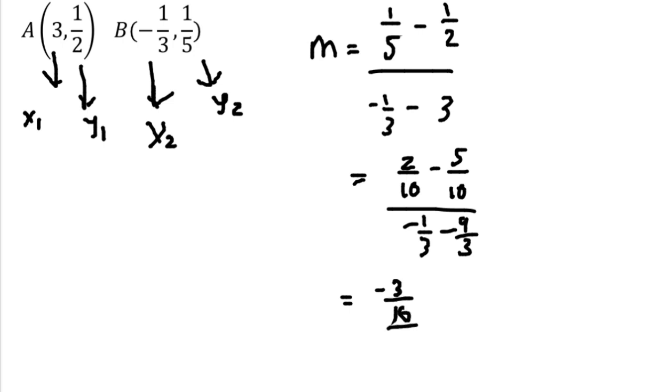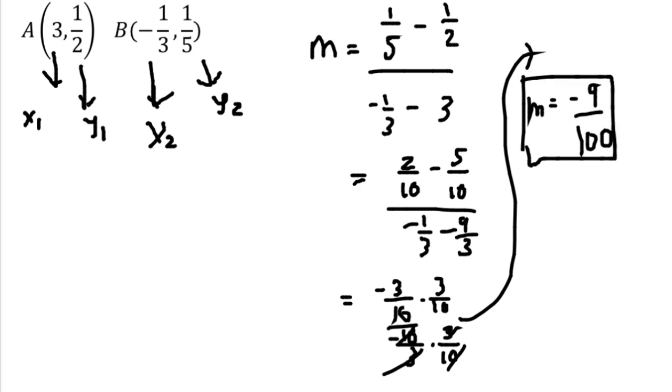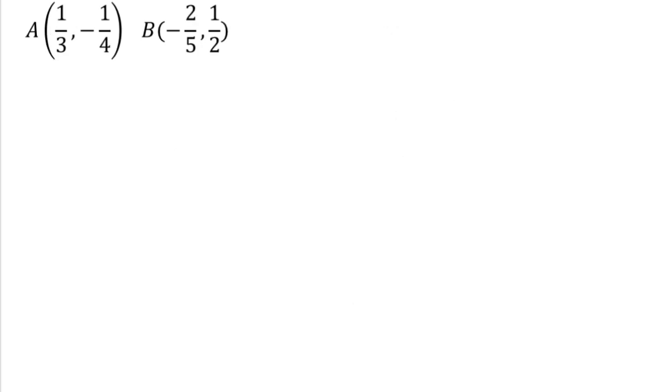You got negative 3 over 10 over negative 10 over 3. We can do the keep, change, flip here. There you have it. So we can just cancel the denominator, and what we will get is the slope is going to be negative 9 over negative 100. This is not the answer, though, because we have a negative sign on the denominator, which means if we transpose it, we will have negative 1 here. And then negative times negative is going to be positive. So it's positive 9 over 100.